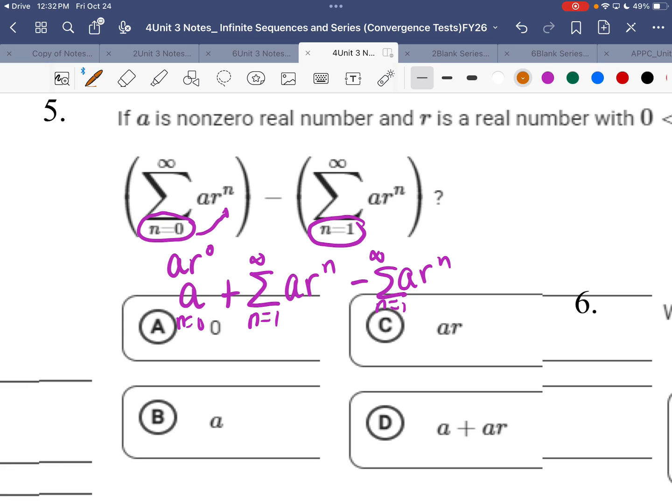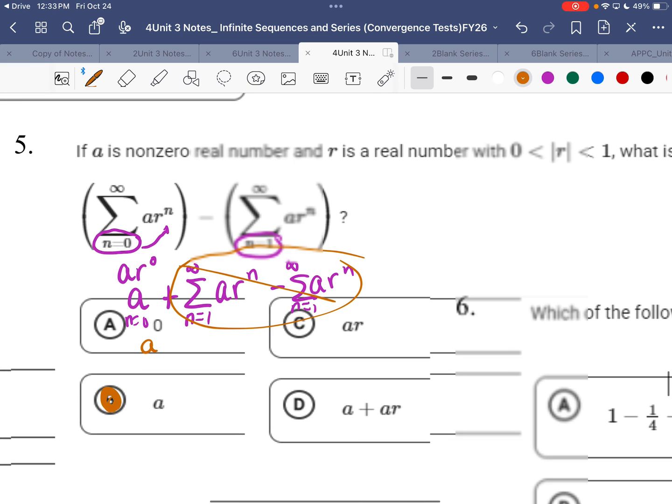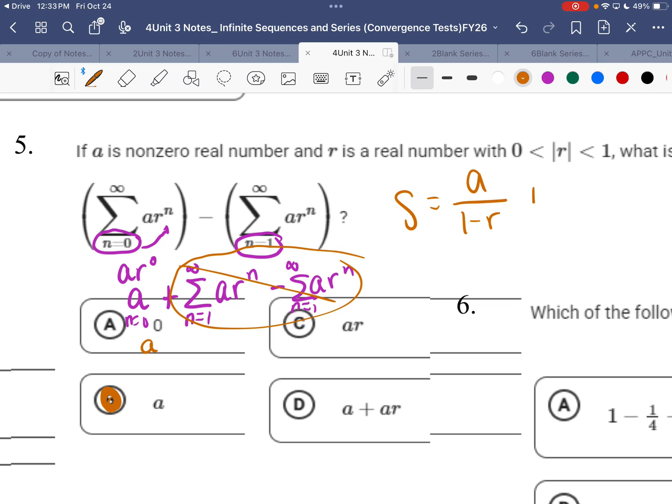So what's happening now in this part right here? They cancel each other out and you're just left with A. But the way that I think most of you did it was seeing that it was a geometric series and doing the geometric sum formula. And so then you had A over 1 minus R. And then the other term, when I plugged in 1, you'd have minus AR, over 1 minus R.